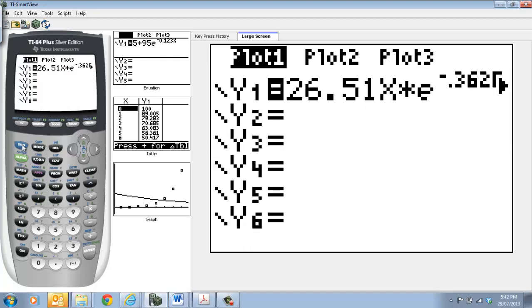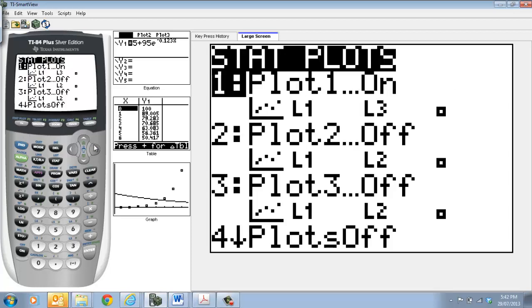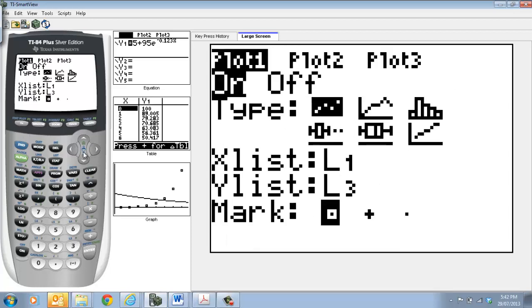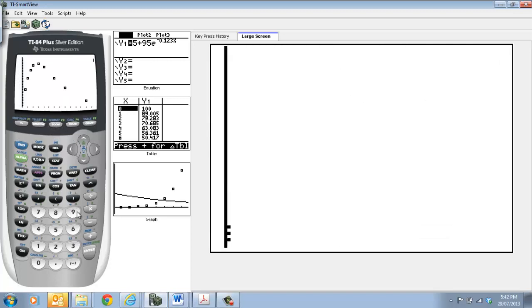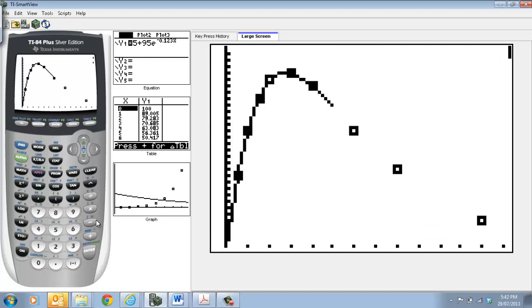Go back to our y equals. I'm going to go to our stat plot. We need to now change that back to list number 2. Alright, I'm going to go zoom, go zoom number 9, which will allow us to do the graph, and you can see that's almost a perfect correlation model there for our graph, so that's great.